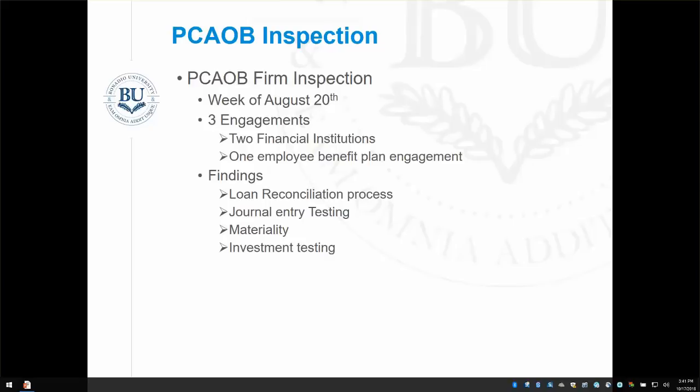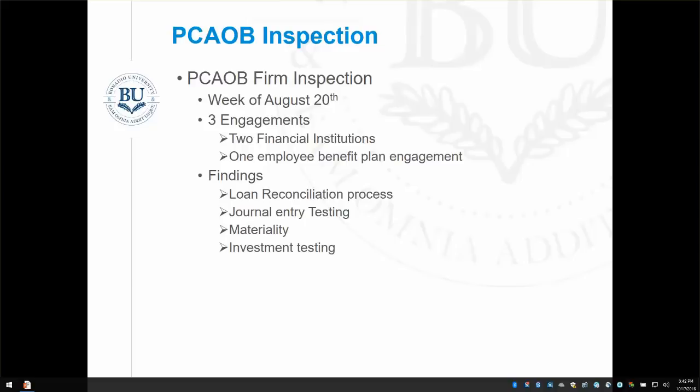That being said, there was also a significant review of our overall quality control procedures, as well as our policies and procedures relating to independence. So it wasn't just a specific engagement review. It was very similar to a peer review, but obviously a little more intense and in-depth, because it only focused on 3 specific engagements. As part of that process, they did identify 5 comment letters, is what they're called.